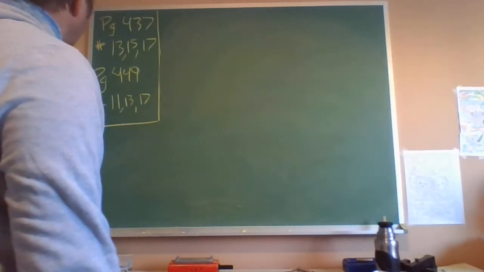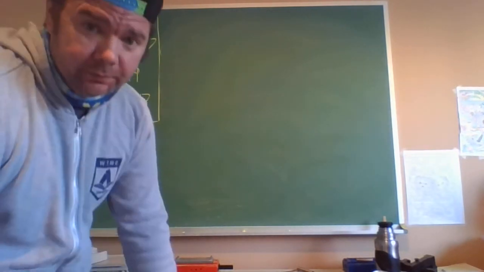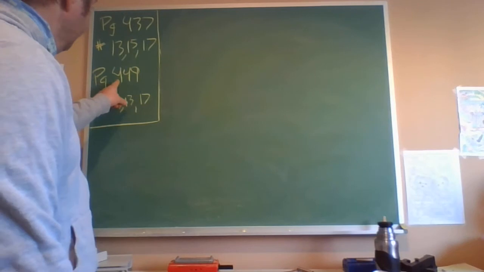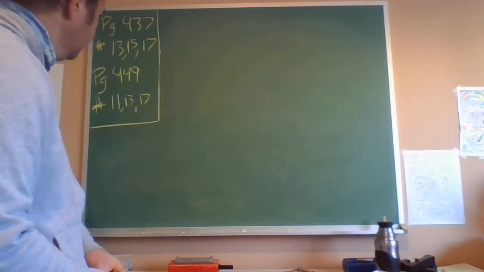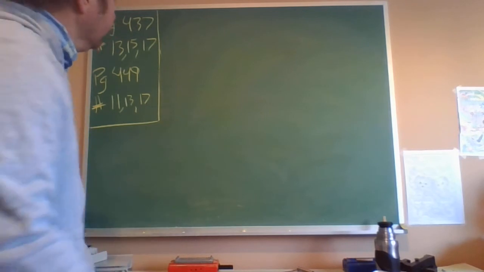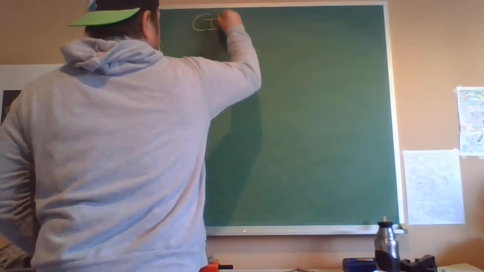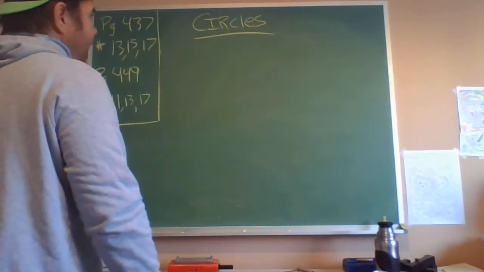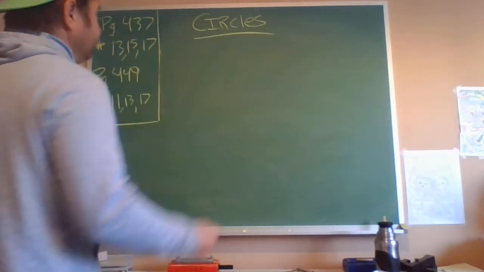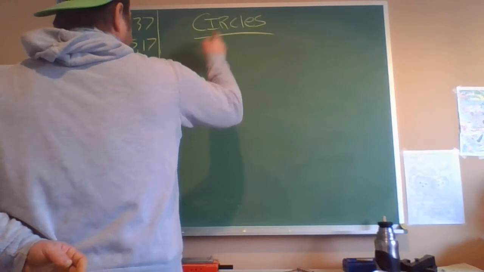Here I am, back again, ready to talk about the second part of yesterday's assignment. We're going to talk about circles and do some examples using the basic properties of circles. So this is on circles. Let's get into it. So, first of all, what is a circle?